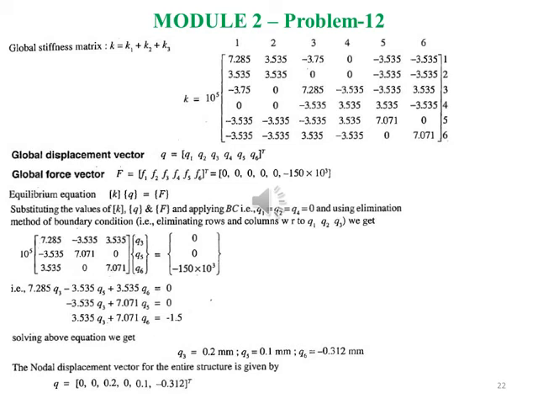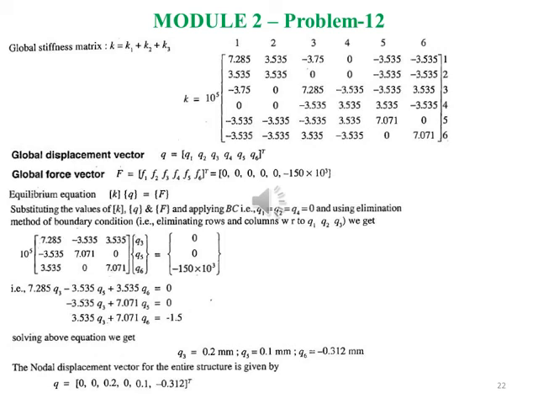So in this particular problem we can see that all three elements have one node or another in common with another element. Hence, while adding the stiffness matrices K1 plus K2 plus K3, we have to take care, because there is one node or another which is common with another element.